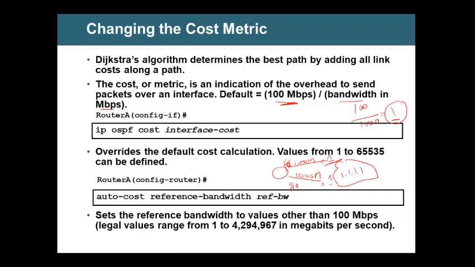Will you accept this? Gig Ethernet can carry 10 times more data. But OSPF says, for me, both are the same. So if you are sending 500 packets, send 250 on fast Ethernet, 250 on gig Ethernet. Which is not fair, isn't it?